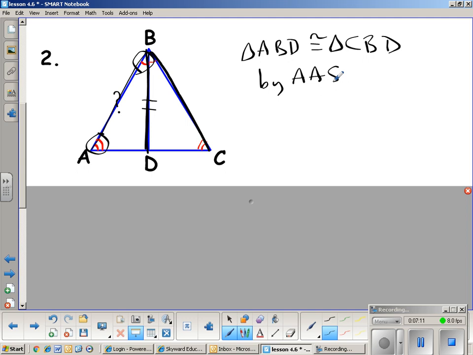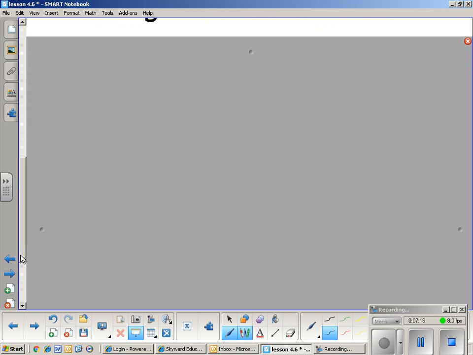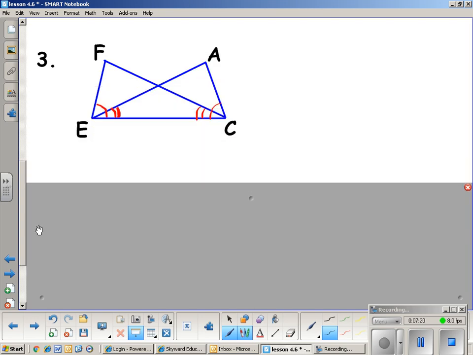Okay. Looks pretty easy, doesn't it, when we put it like this? I know it's not really easy, but it's getting better. Another picture here.